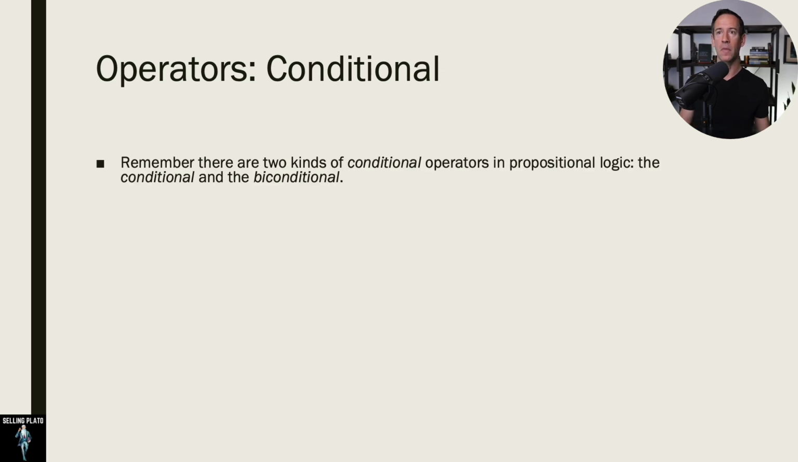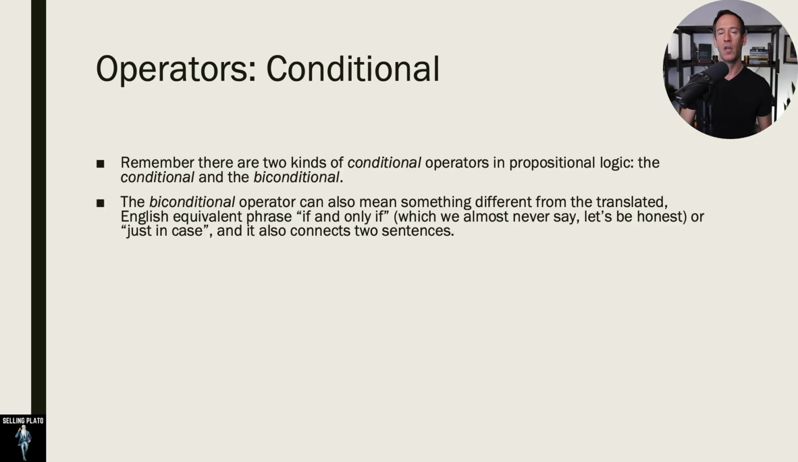All right. So remember, there are actually two kinds of conditional operators in propositional logic. There's the conditional, which we already looked at, and then there's this last operator called the biconditional. Now, how does this work? The biconditional can also mean something different from the translated English equivalent phrase. This is the translation of the biconditional in English. It's a little different: if and only if, which admittedly we almost never say. Or it can sometimes be translated in English as just in case.